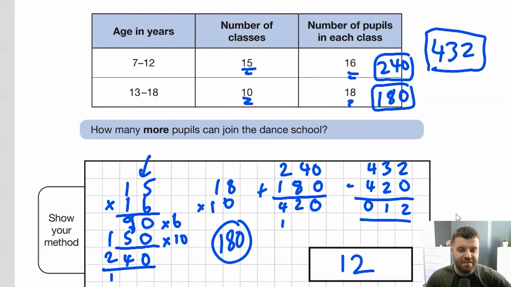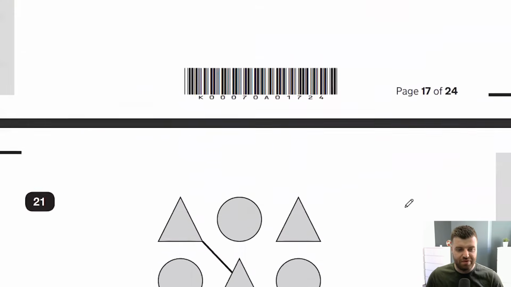Here, when we're multiplying by 15, we can just multiply by 10 and we can just multiply by 5 if we want to do it the other way around. But anyway, to make sure, we're always going to show our working out. And we have done that in this question and we have got to the correct answer, which was 12.